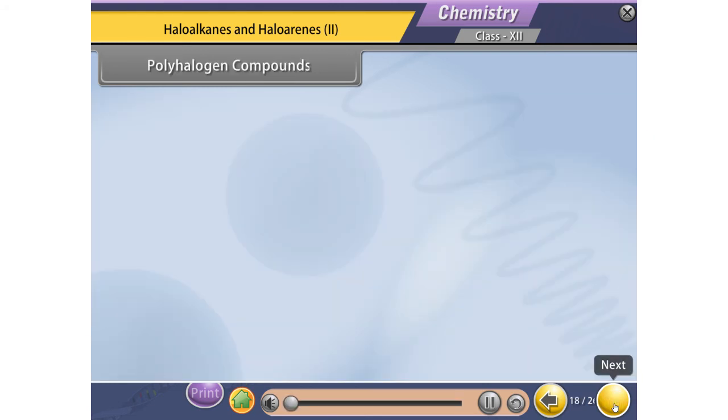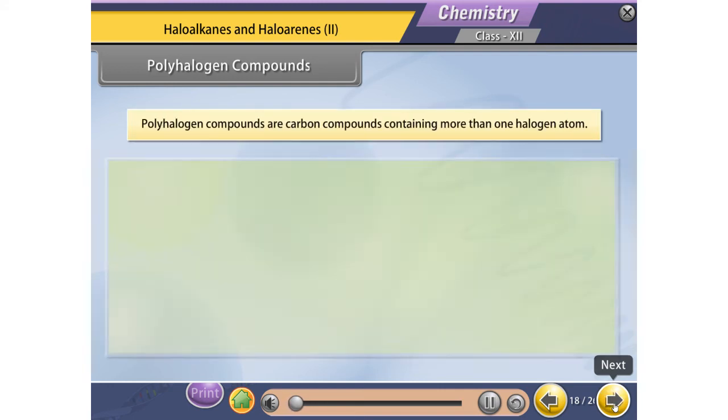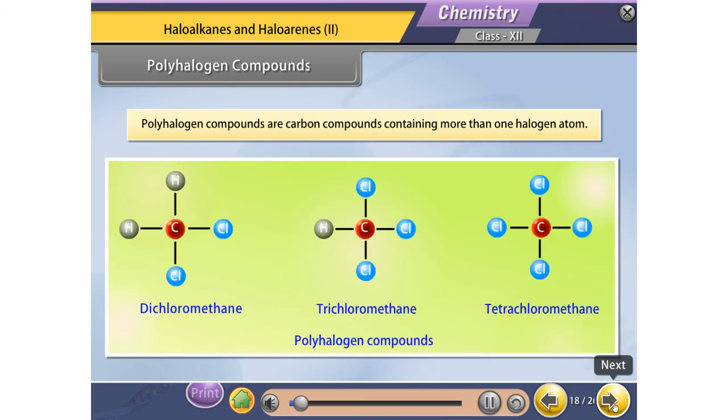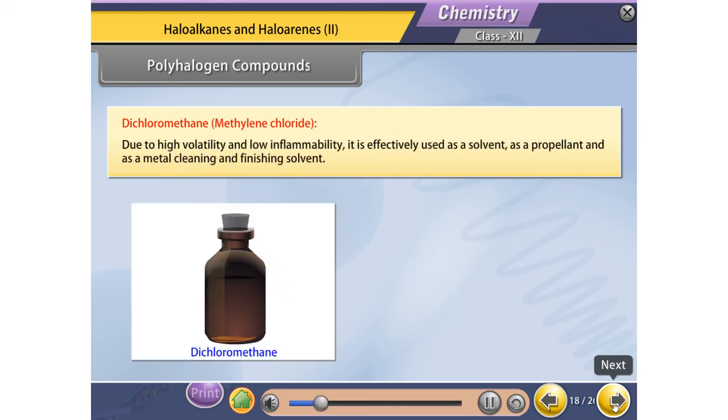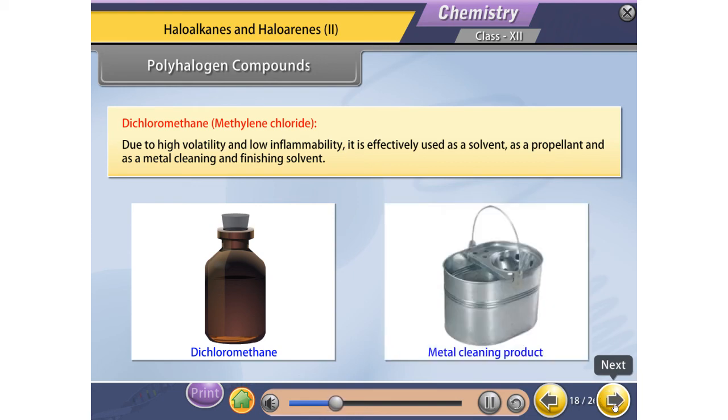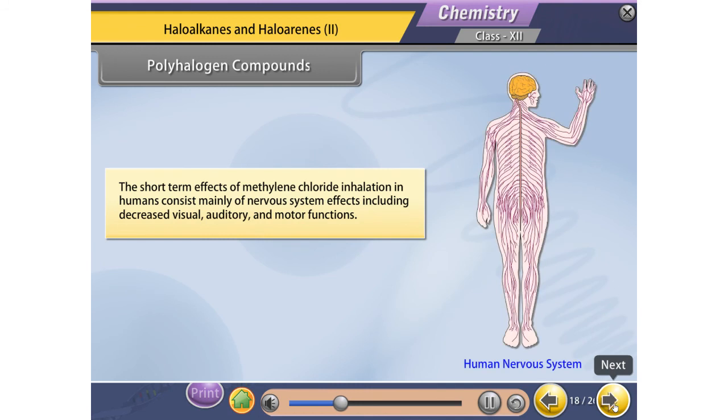Assessment. Polyhalogen compounds. Polyhalogen compounds are carbon compounds containing more than one halogen atom. Dichloromethane or methylene chloride. Due to high volatility and low inflammability, it is effectively used as a solvent, as a propellant, and as a metal cleaning and finishing solvent. The short-term effects of methylene chloride inhalation in humans consist mainly of nervous system effects, including decreased visual, auditory, and motor functions.